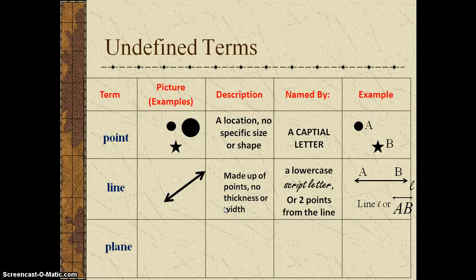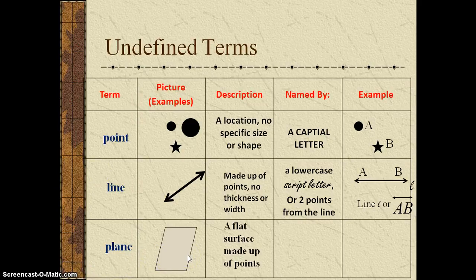Our last undefined term is a plane. This is a picture of a plane. The description of this would be that it's a flat surface made up of points. So think of your desktop. That would be a flat surface, or the floor, or the ceiling. That's what a plane is.